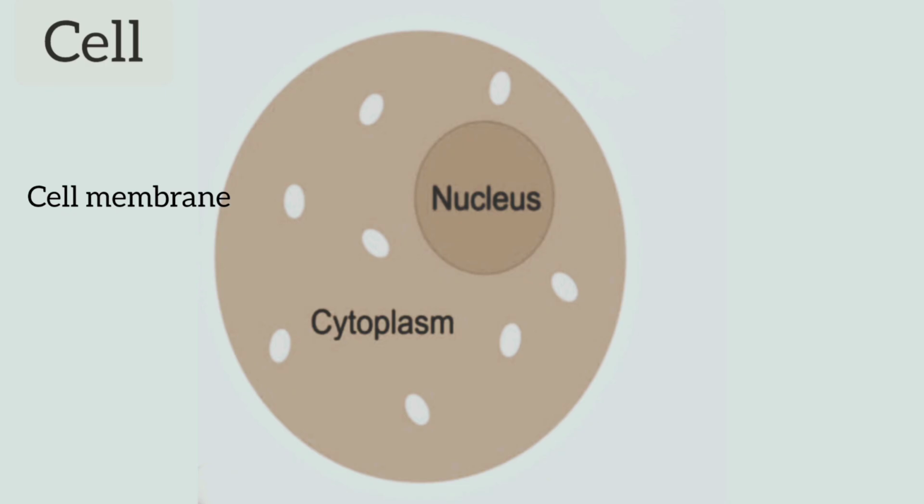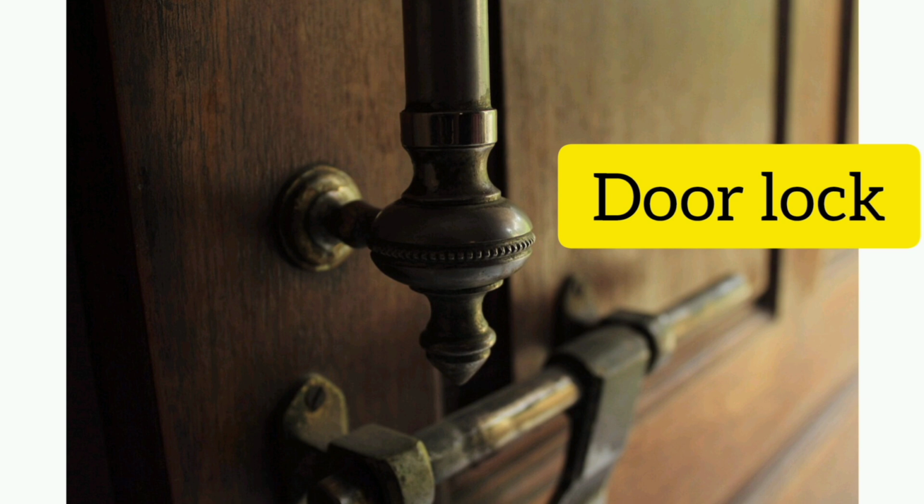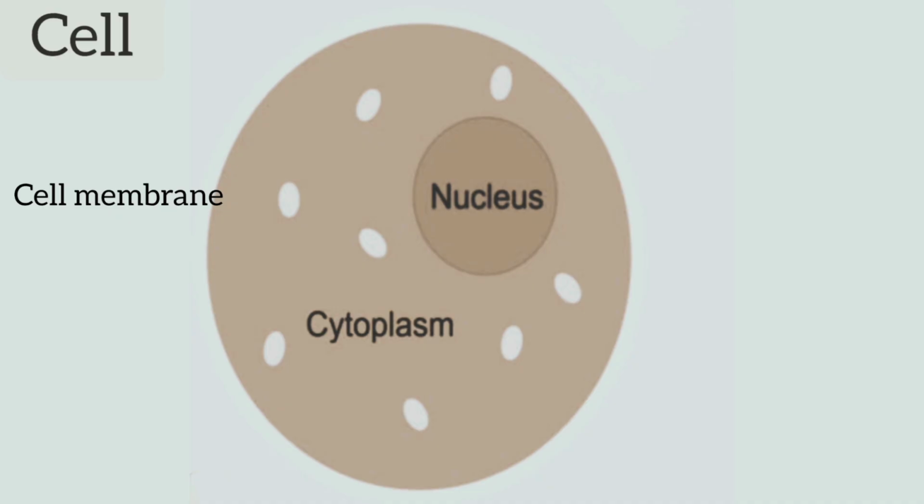We have already learned that the cell is surrounded by a thin covering called the cell membrane or plasma membrane, and this membrane plays a very important role. It controls what enters and what exits the cell. You can think of the cell membrane like a door lock. Just like a lock controls who can go in and out of the room, the cell membrane also controls the movement of substances into and out of the cell.